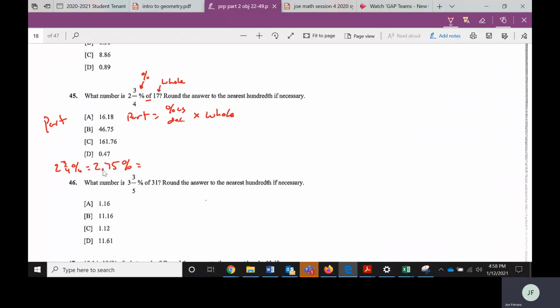So now we have to move this 2 spots smaller to get the decimal. So we go 1, 2. So the open spot goes to 0. So it's 0.0275. If people get this one wrong, that's probably the reason why. Okay, so now we put that in here, 0.0275 times the whole, which is 17.